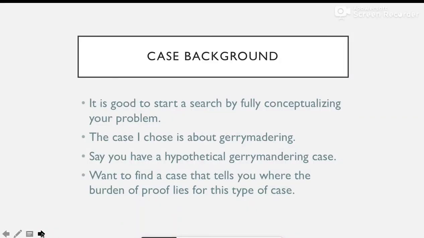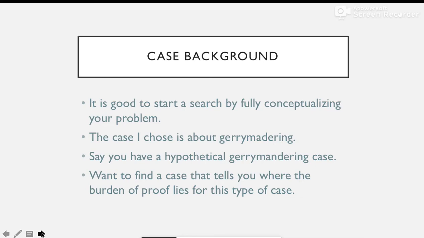Now, looking at some case background, we're going to look into how to search for this case in Westlaw, or how to do a search that would generate this case in Westlaw. I think it is a good thing to start a search by fully conceptualizing your issue, so you can think of what words would typically be used to summarize this sort of case, or that would be found in this sort of case. The case I chose is, like I said, about gerrymandering.